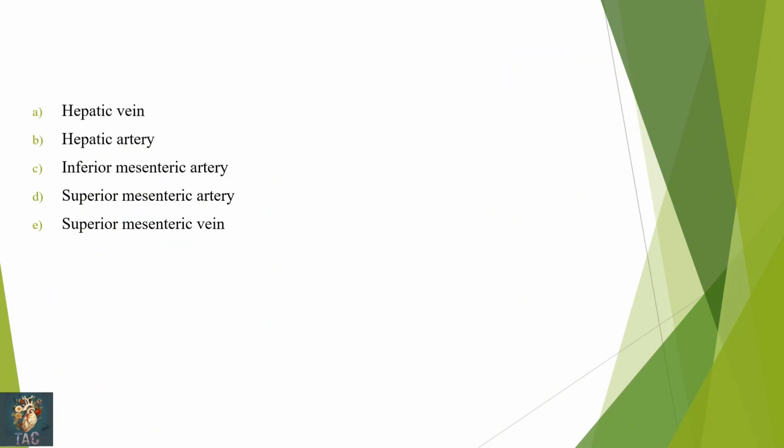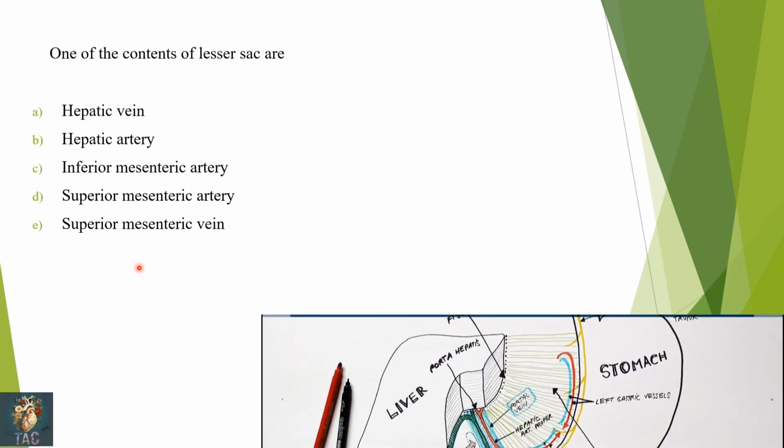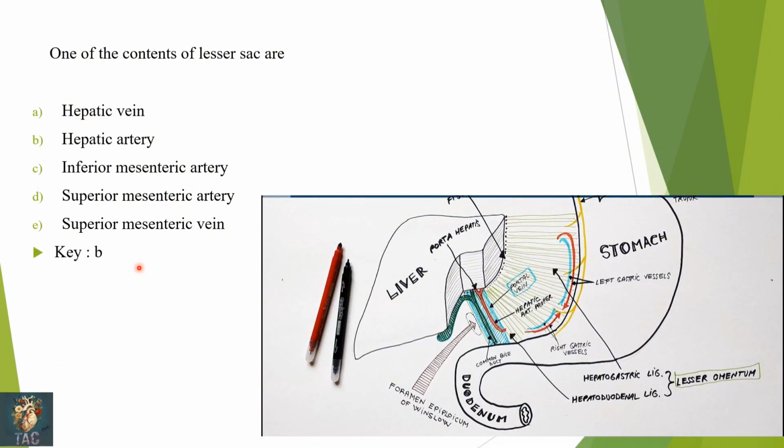Next is, one of the contents of the lesser sac are the hepatic vein, hepatic artery, inferior mesenteric artery, superior mesenteric vein. A very simple MCQ, and the correct answer is the hepatic artery, which is present in the lesser sac. Which are the contents of the lesser sac? In this you can see the hepatic artery, the bile duct, and the portal vein which are present. So the correct option over here is B.